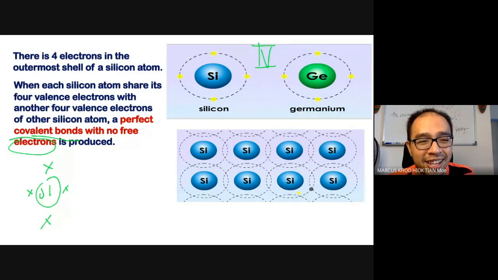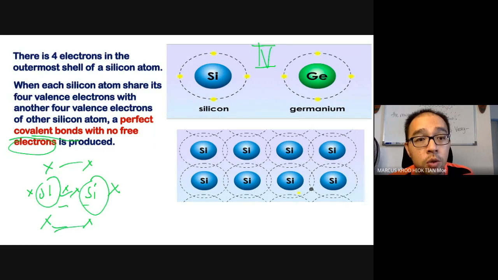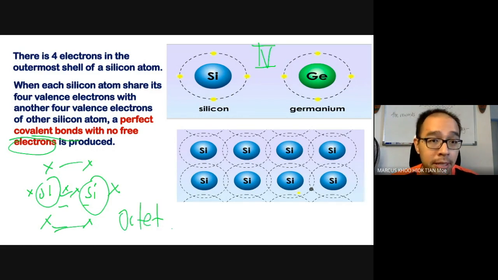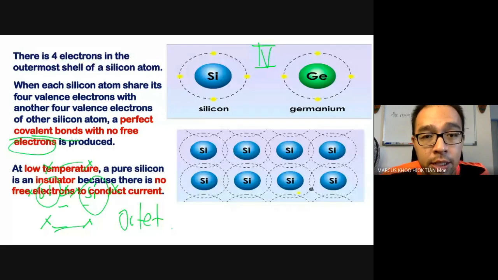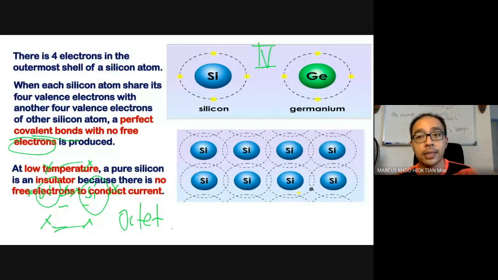Okay, sorry. And then you have another Si over here, right? I know there are 4 valence electrons, but because there's a covalent bond, all the atoms share the electrons and you will form a perfect octet. Forming a perfect octet means there are no free electrons. This is in chemistry. And this is at low temperature, at normal levels.